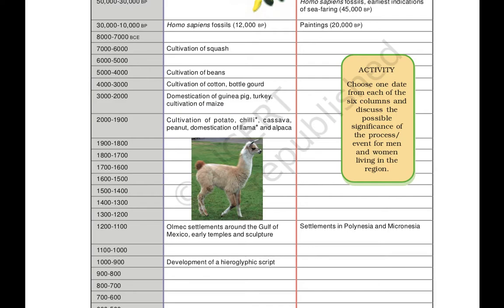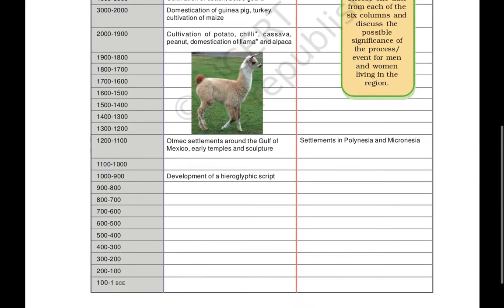In 4,000 to 3,000, cultivation of cotton and bottle gourd in America. From 3,000 to 2,000 in America, domestication of guinea pig, turkey, cultivation of maize. From 2000 to 1900, cultivation of potato, chili, cassava, peanut, domestication of llama and alpaca in America. Then 1900 to 1800, 1800 to 1700, till 1200.